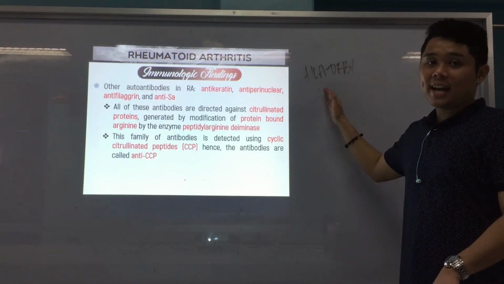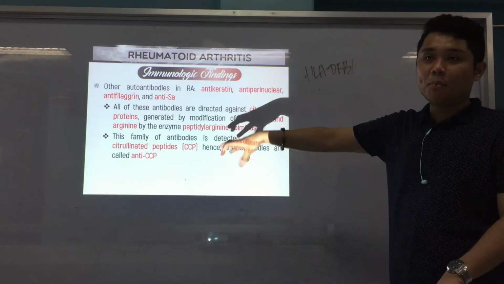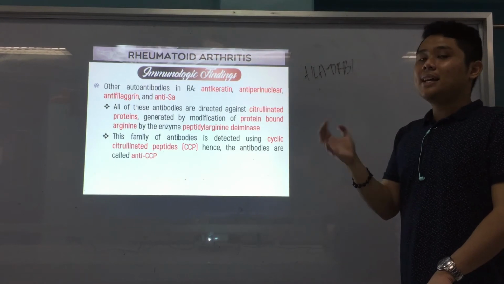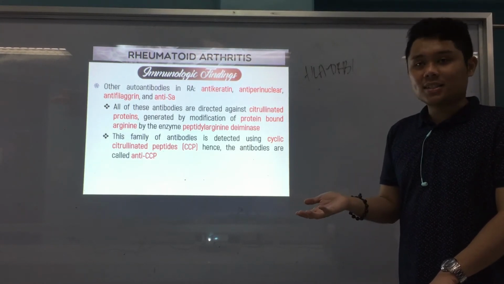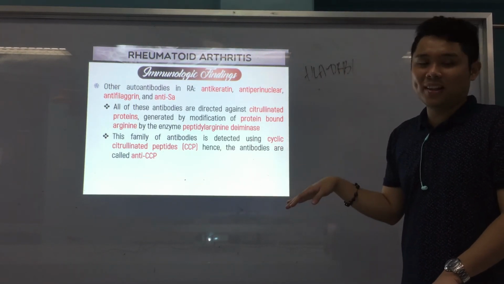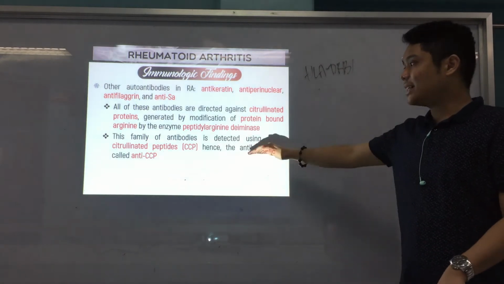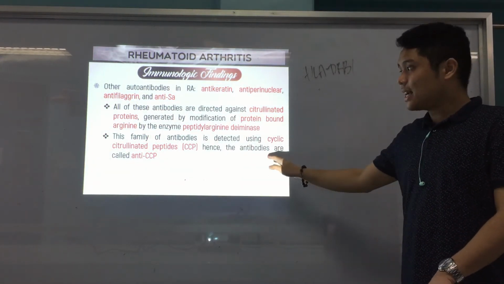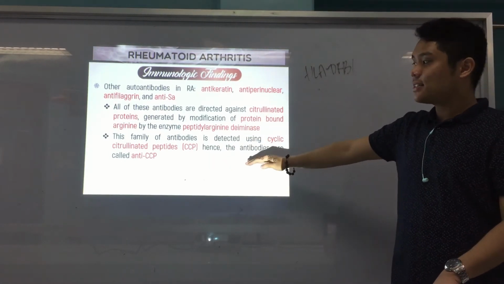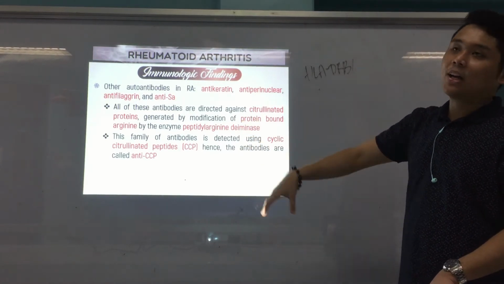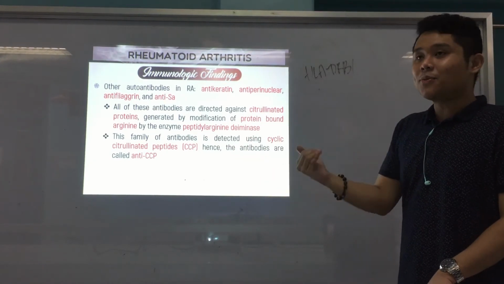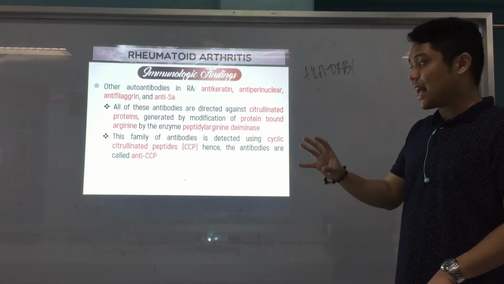Now in patients with HLA-DRB1, overexpression of the modified, citrullinated proteins, as mentioned, they then create autoantibodies against it. So we have now anti-keratin, anti-perinuclear, anti-filagrine, and anti-SA, and other autoantibodies. And this family of antibodies are detected by using cyclic citrullinated peptides, because again, these are antibodies directed against citrullinated peptides or proteins, di ba? So we detect them using these cyclic citrullinated peptides in the laboratory. That is why this family of antibodies is known as your anti-CCP.